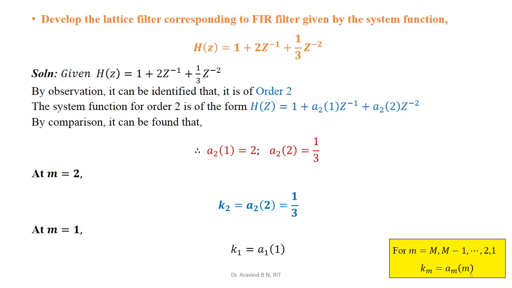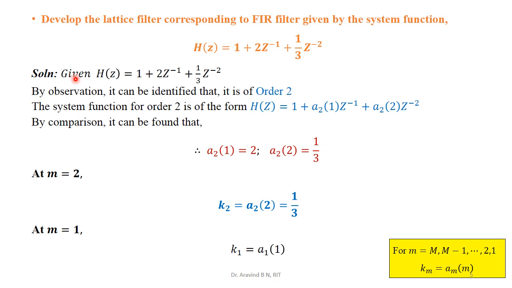Now let us go through the problems. This one is direct form 1 data given and we need to convert that into the lattice structure. Let us go through the problem statement. Develop the lattice filter corresponding to the FIR filter given by the system function. This is the system function. Now we have to make use of this one and identify the order of the given data, and then find the corresponding lattice structure, with k1, k2, or whatever the order values we are going to have.